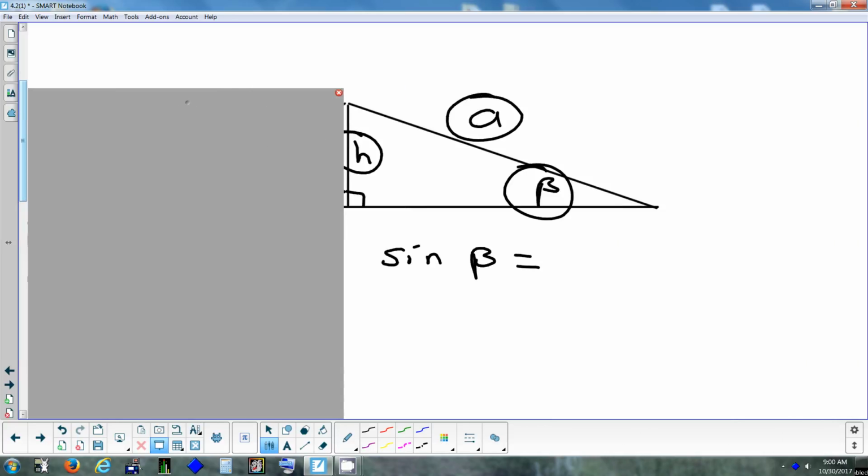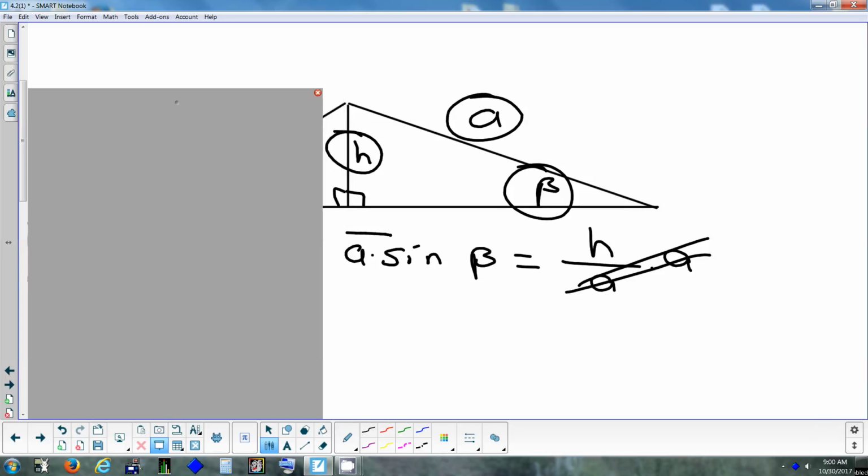And Emily, sine is opposite over hypotenuse, so in this case, what would go on the other side? H over A. Yep, H over A. And Connor, how would I get H by itself there? By A. Perfect. I'm going to multiply both sides by A. That's gone. Now I have another formula, which I'll call box 2, for calculating the height.